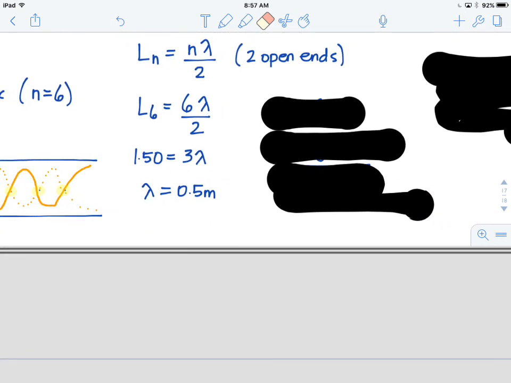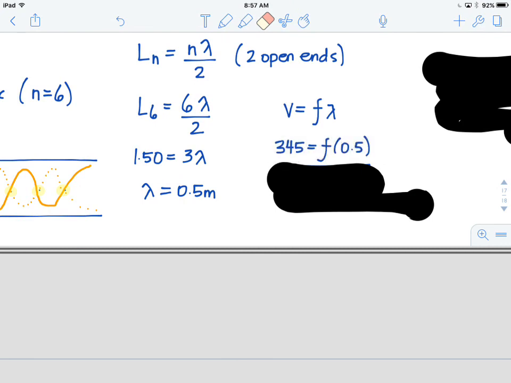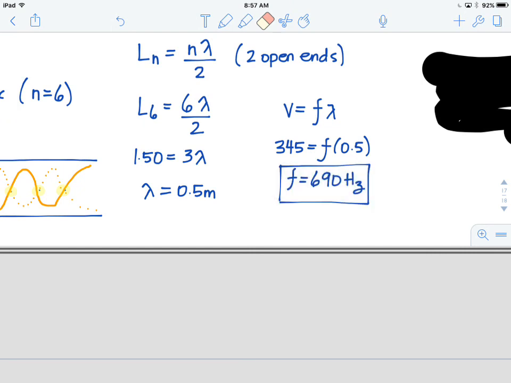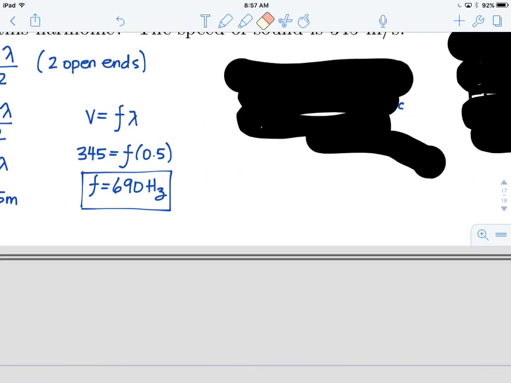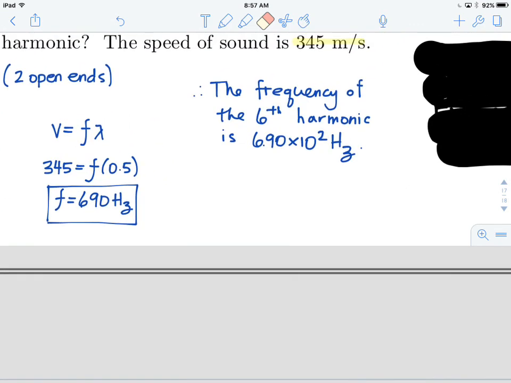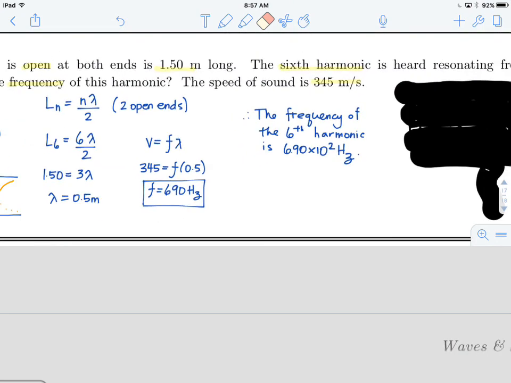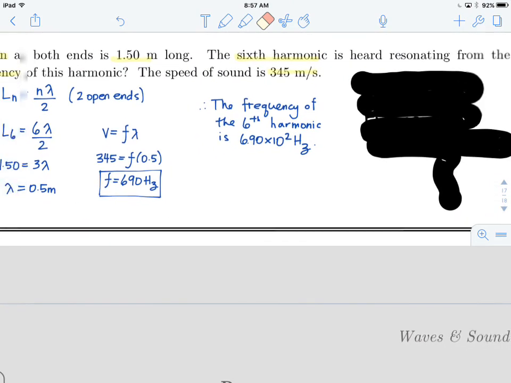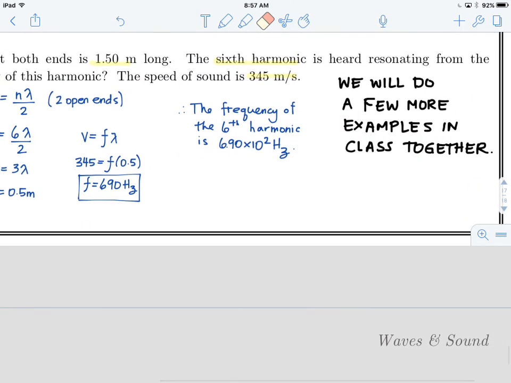We can use this value of wavelength and the universal wave equation, v is equal to f lambda. We sub in the speed of sound, which was given, and that's equal to frequency times the wavelength, and we get 690 hertz. Here's our statement. The frequency of the sixth harmonic is 6.90 times 10 to the 2 hertz. And just in case you were wondering, yes, we're going to do a few more examples in class together.